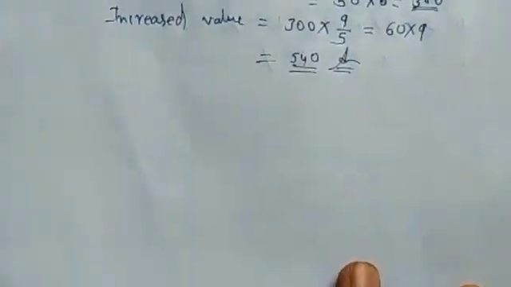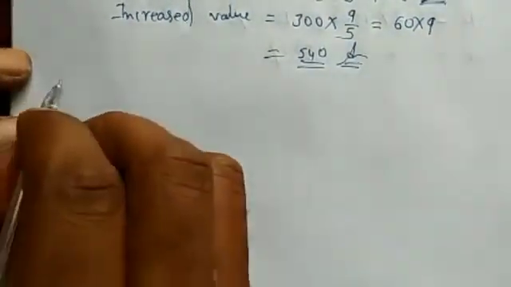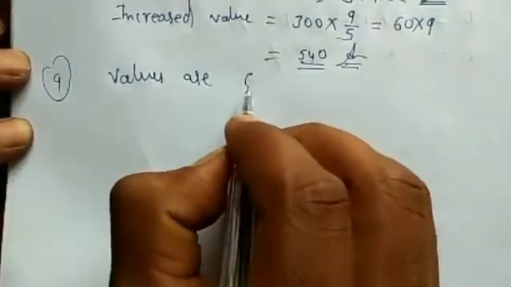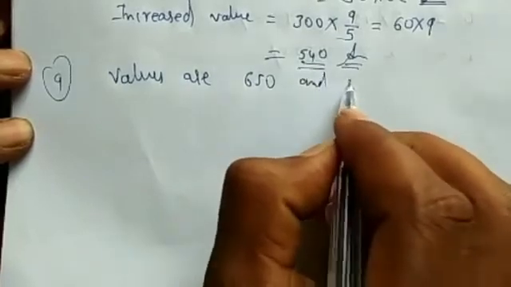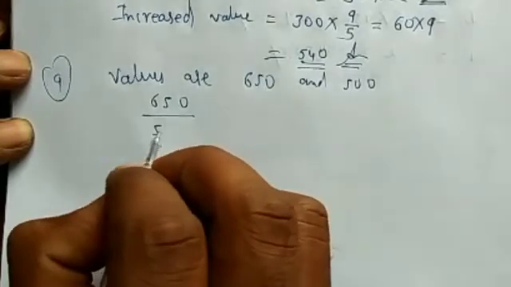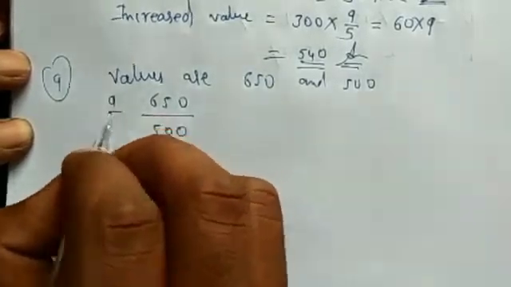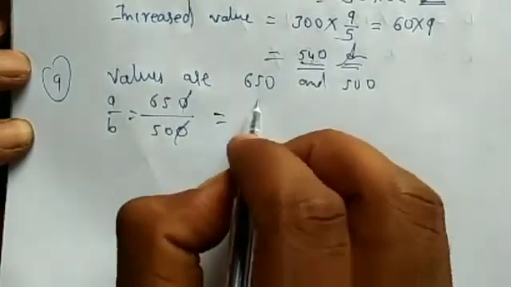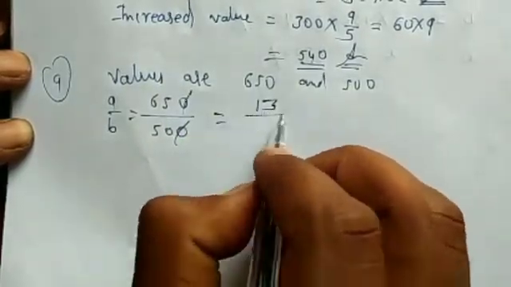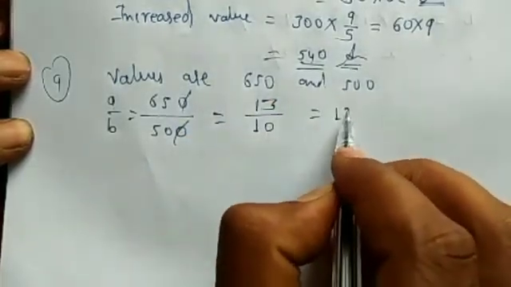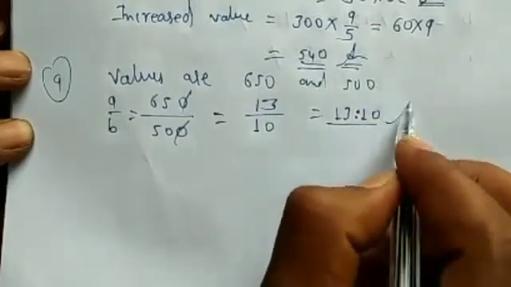So question number 9, values are 650 and 500, means 650 decreased to 500. Then A ratio B equal to, cancel this number, this will be cancelled by 5, 13 and 5 tens are 50, then this will be 13 ratio 10. Simply this is the answer.